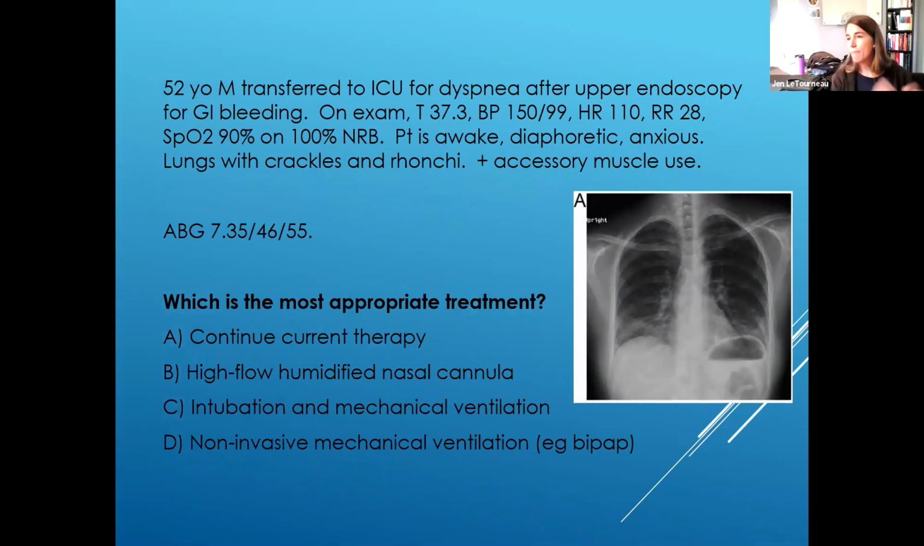All right, so next, 52-year-old comes to the ICU for dyspnea after upper endoscopy for GI bleeding. It's a lot of GI bleeding around here. Temperature is 37.3, blood pressure 150/99, heart rate 110, respiratory rate 28. Saturation is 90% on 100% non-rebreather. The patient is awake, diaphoretic and anxious, his lungs have crackles and rhonchi, and he has accessory muscle use. Blood gas, 7.35, 46, 55. What would you do?